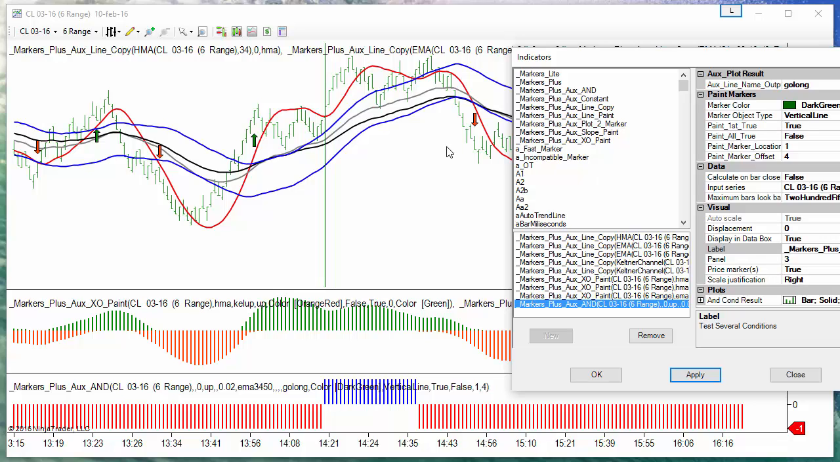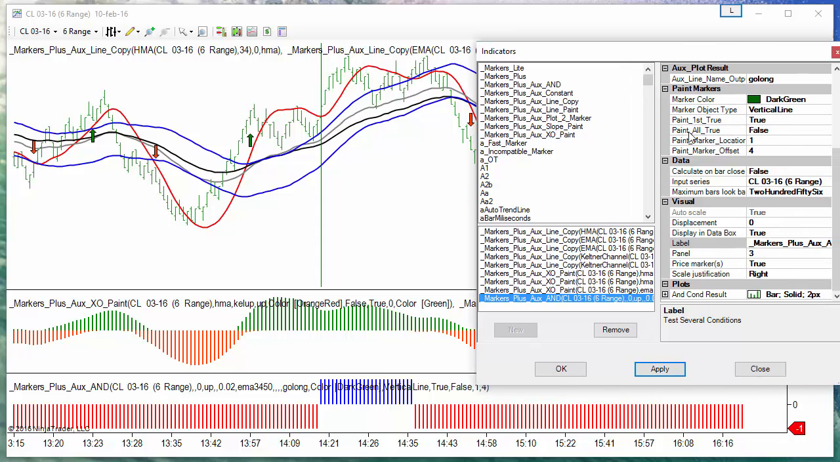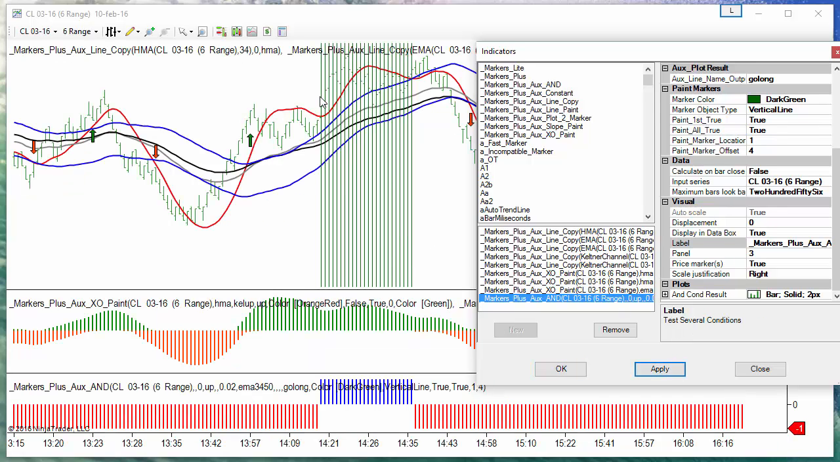If we want to have signals each time that all conditions meet, we can apply all true, and then we have a signal on each bar that all conditions are in agreement.